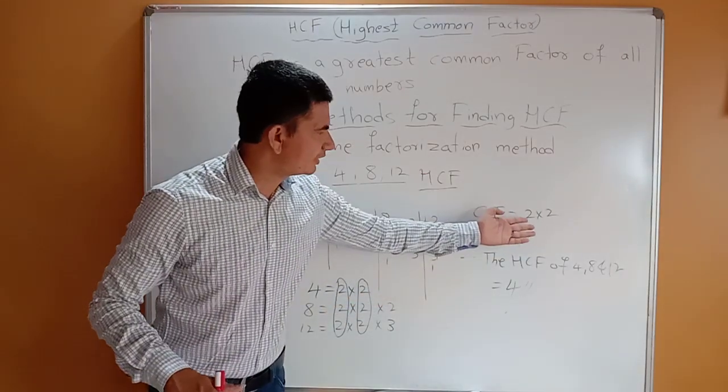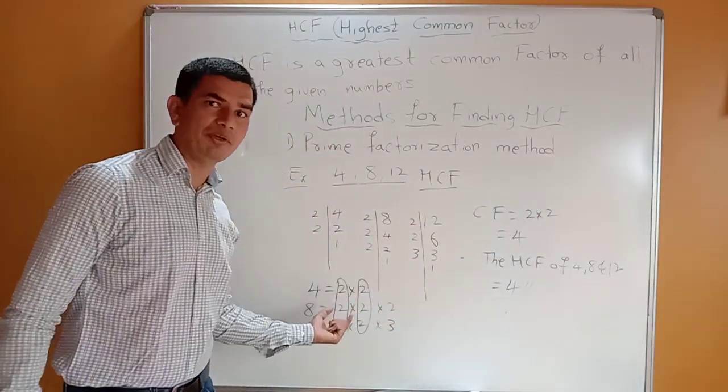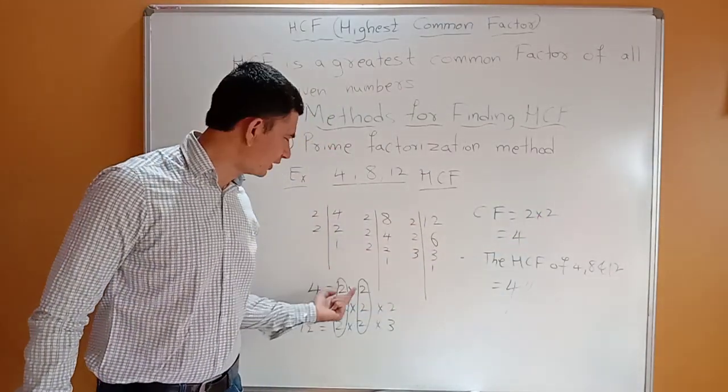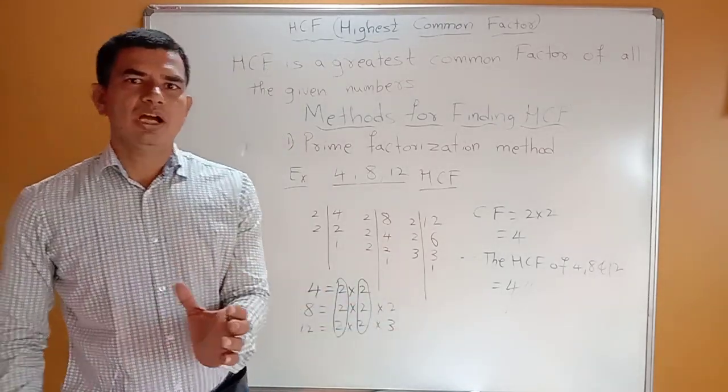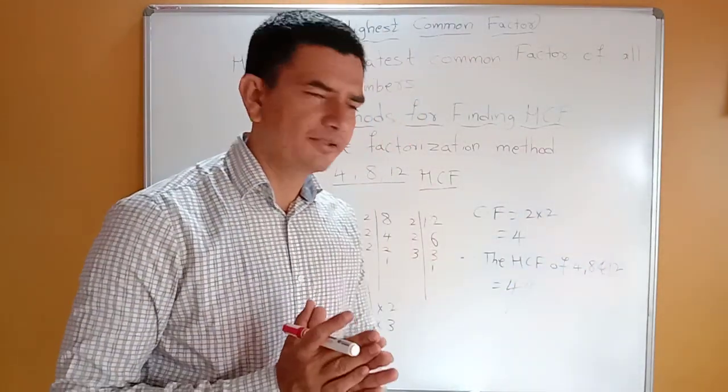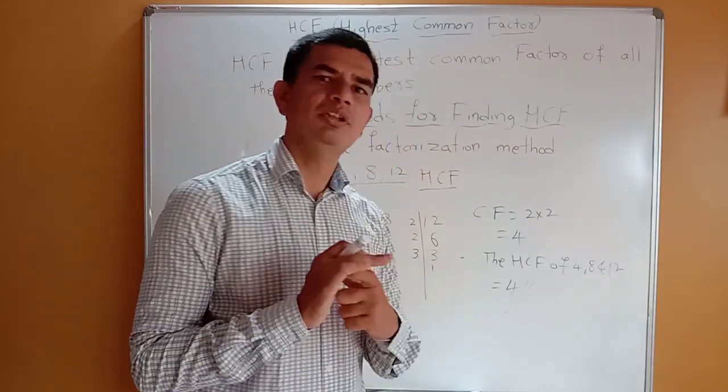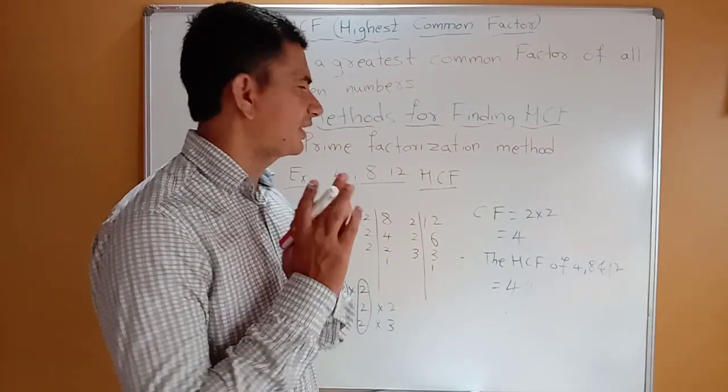Then, we have to write the common factors. If there is only one common factor, that is the answer. But we have got two common factors here, so again, we have to multiply both numbers. So, we got the answer 4. Now, this is about the prime factorization method.